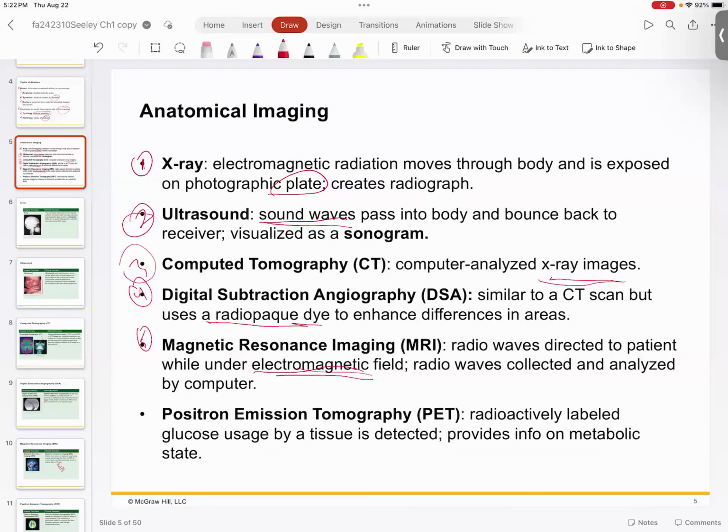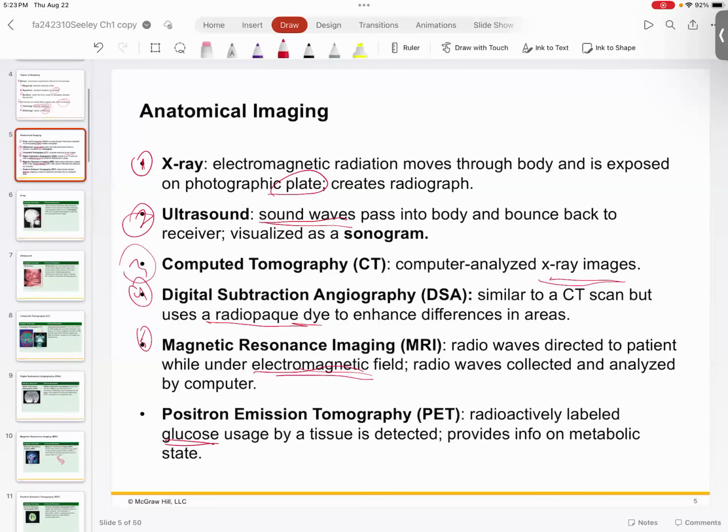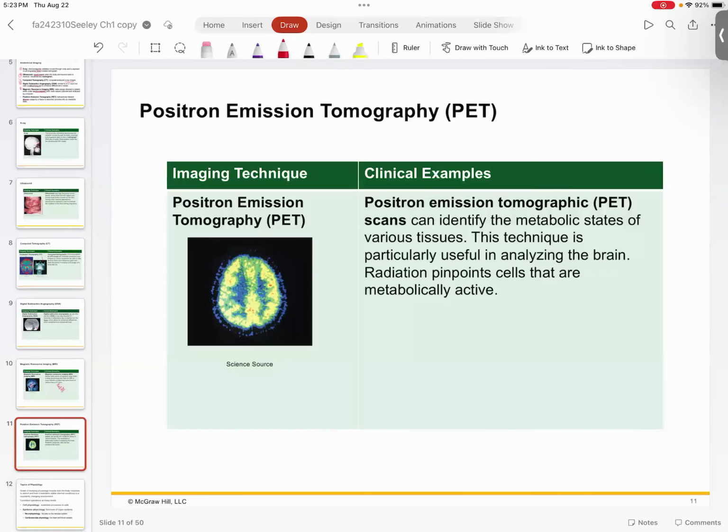And then the last one is positron emission tomography, PET, right? In this case, you take a radioactively labeled molecule that we normally utilize and you essentially follow it. For instance, in this case, we use glucose. If we have a radioactively labeled glucose molecule, we can ingest the glucose and then follow that glucose in our body to see how it's being used by tissues. So it's really helpful to track a molecule.